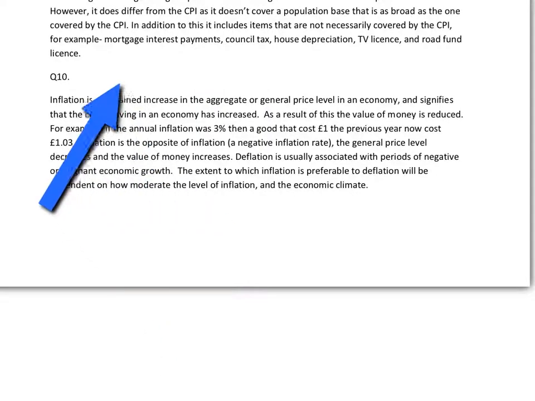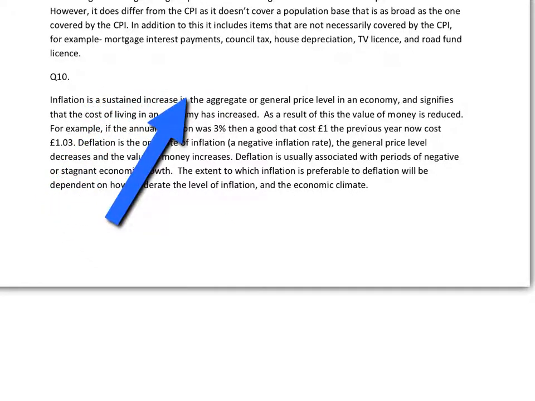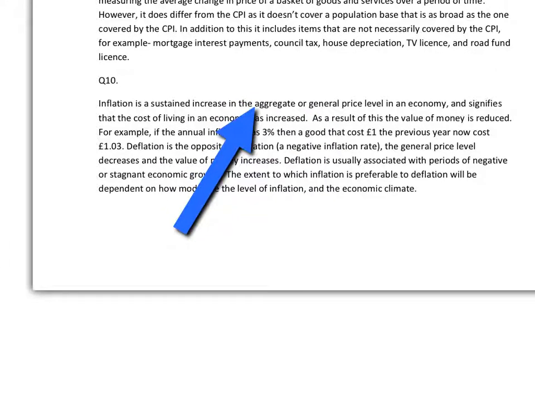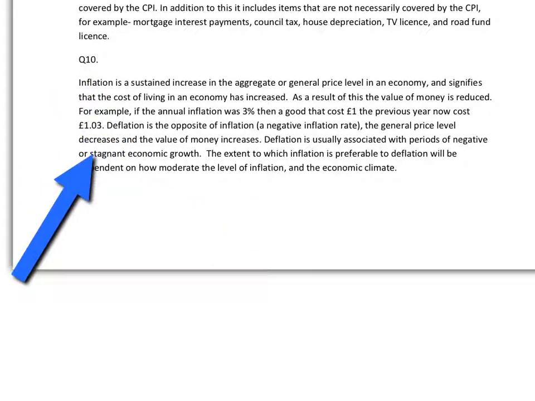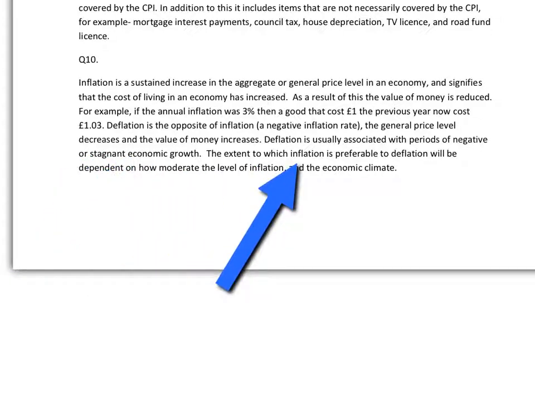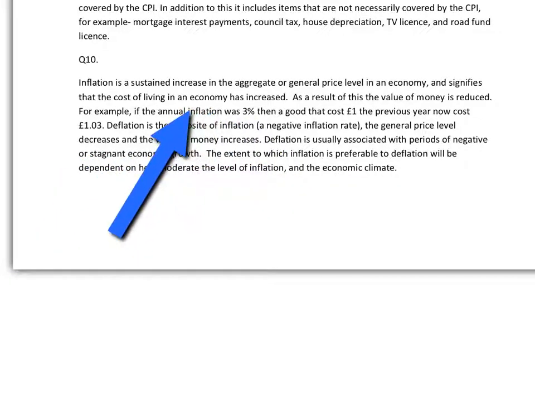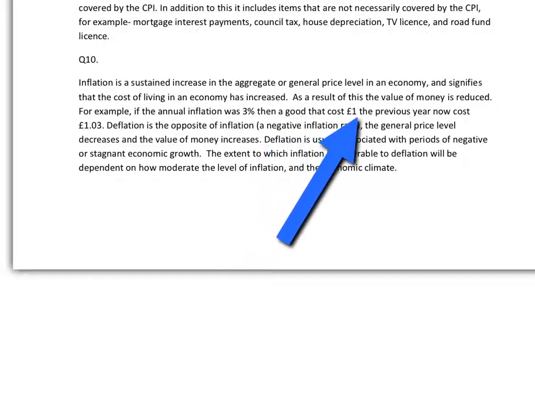So we're on to part B, inflation and deflation. Is inflation better than deflation? Nice simple question. Okay, so good, strong, accurate opening paragraph. We've defined both concepts. Only thing I'd say is, annual inflation was 3%. It's gone from £1 to 103.